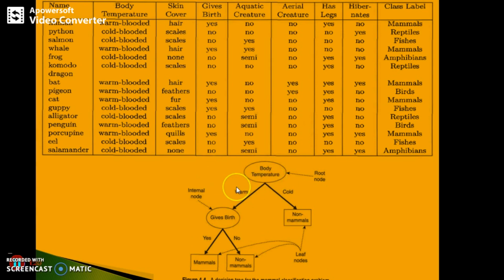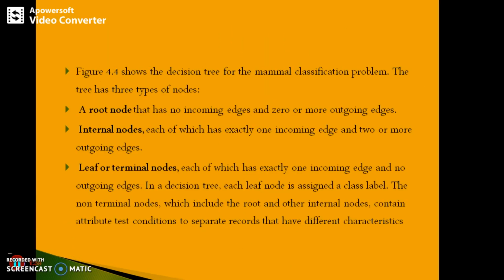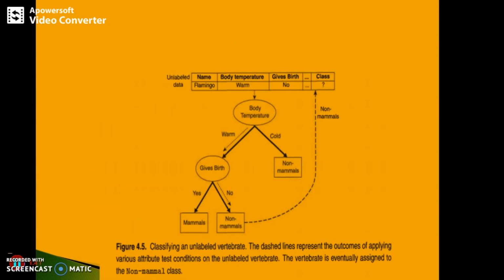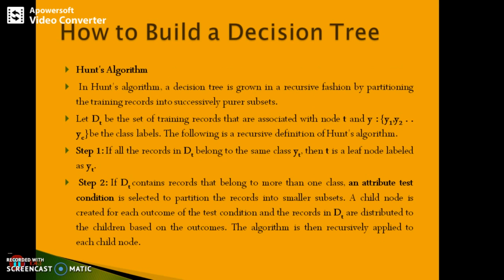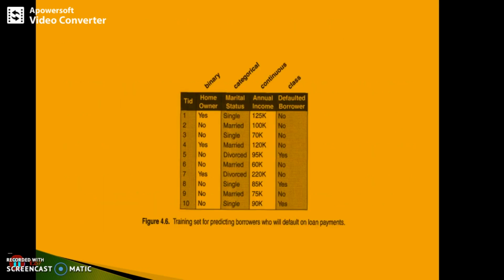Now we'll see the algorithm to construct this decision tree. The algorithm is Hunt's algorithm. We'll see that directly. All these steps you just go through. I'll directly go to the example data set, based on which the decision tree is constructed. The data set we have taken here to construct the decision tree is this.